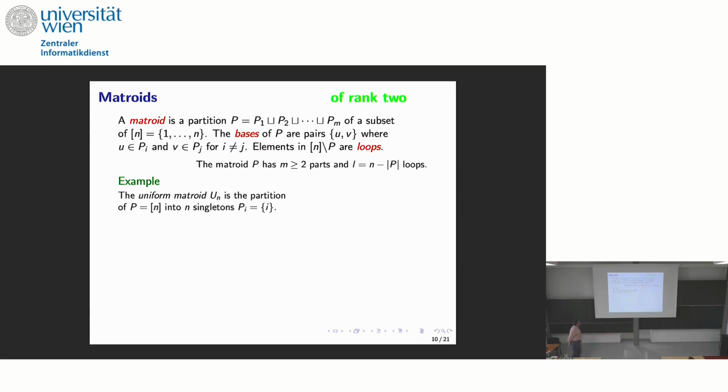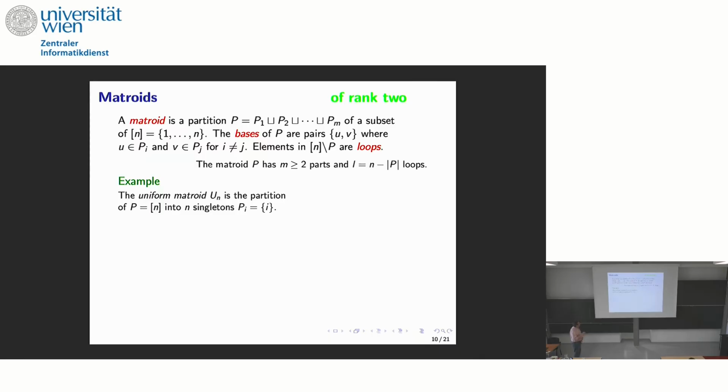So for the purpose of this talk, a matroid, that is to say a rank 2 matroid, is a set partition, P_1 up to P_m. So these parts are non-empty subsets of 1 up to n. So I'm partitioning the set 1 up to n into m pieces. Okay, I'm going to say the bases of this matroid P are pairs u and v, where u and v are in different parts. So like maybe n is 20, right? So I'm making a partition here, and if I take 2 people who are in different sets, I'm going to call them a basis.